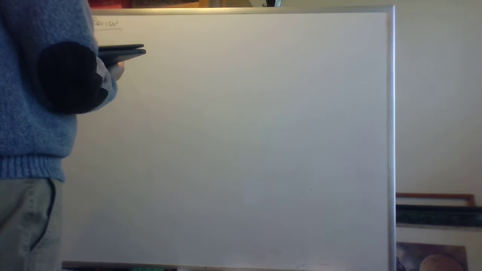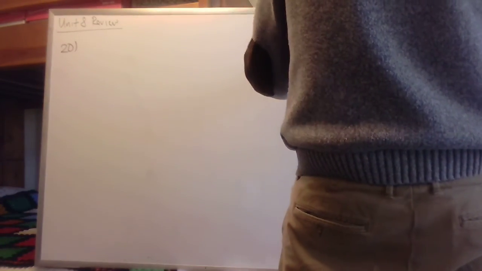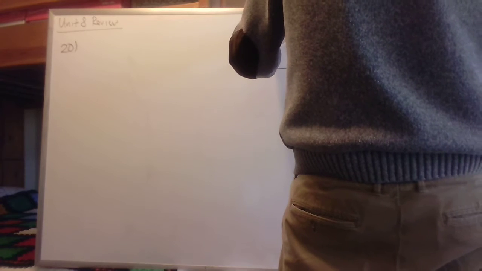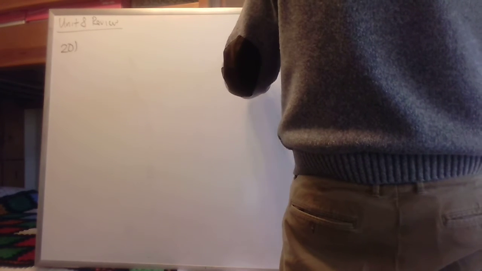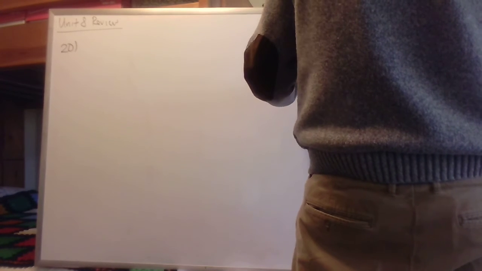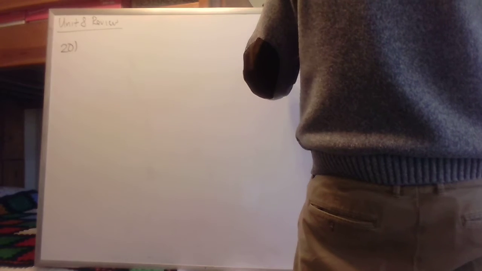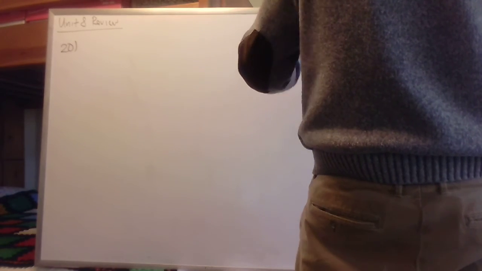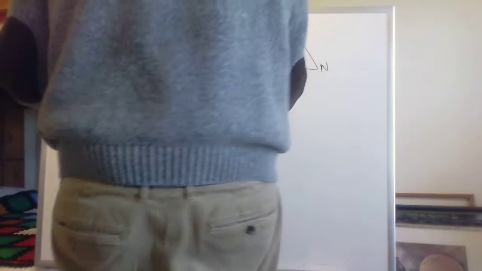Okay, so number 20. It says write a two-column proof. So I'm going to write the triangle that is given. We have triangle LMNO, and then 1 and 2 right there. And I'm just going to write what's given.